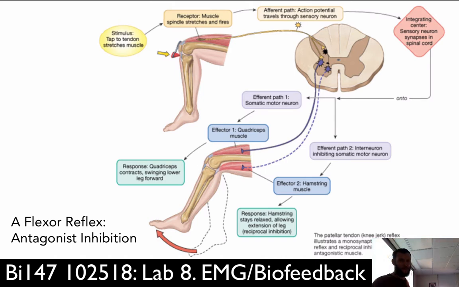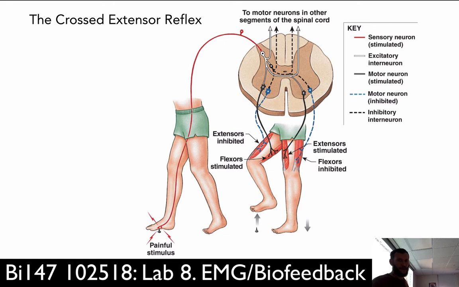So what else? These pathways can get quite sophisticated. They can have ipsilateral or contralateral ramifications. Ipsilateral means all on the same side of your body. Contralateral is crossing. So here's an example of a contralateral reflex pattern.